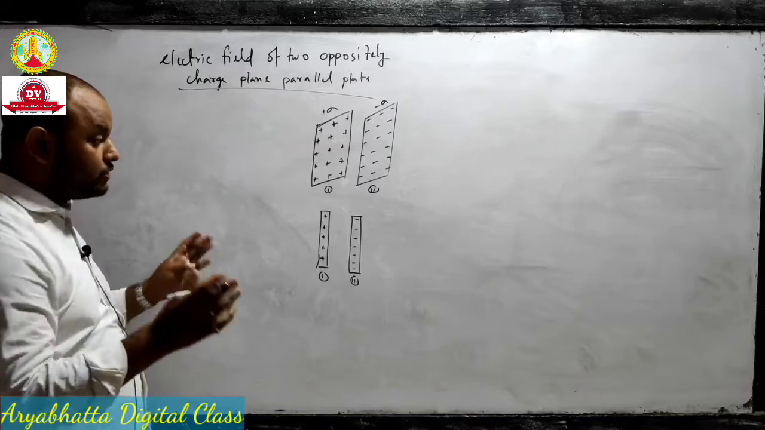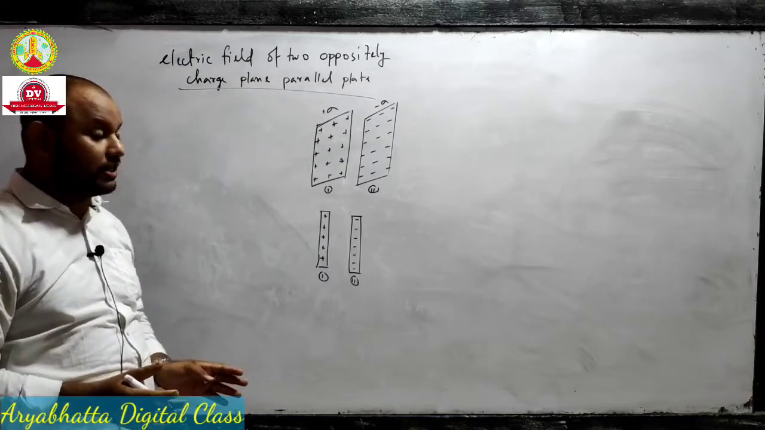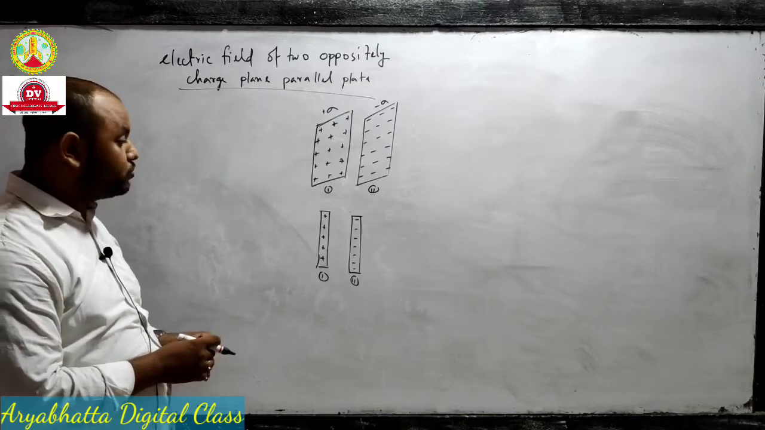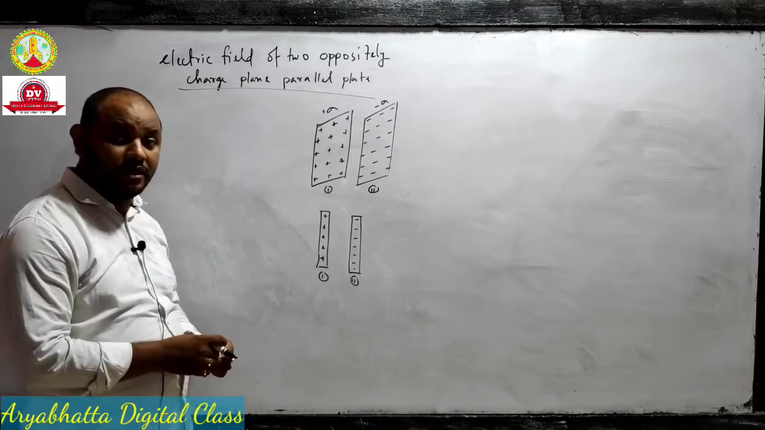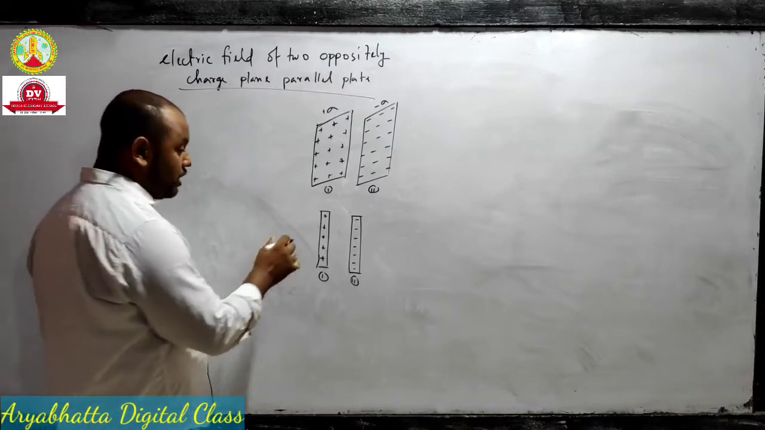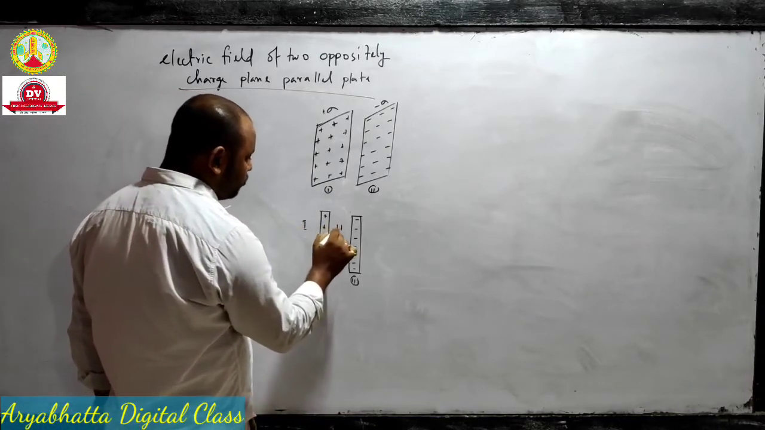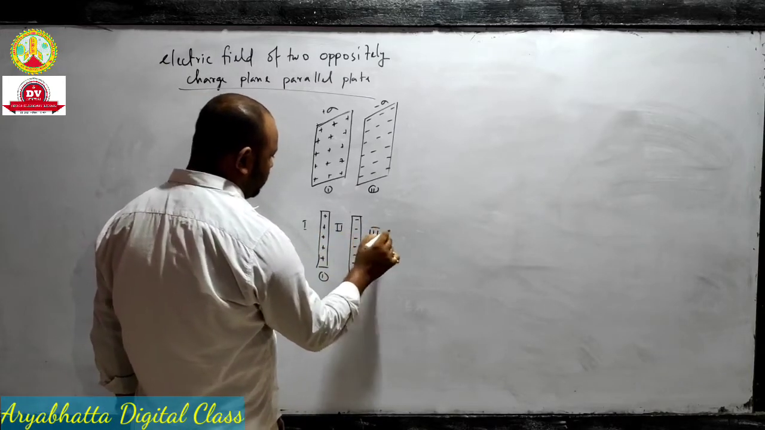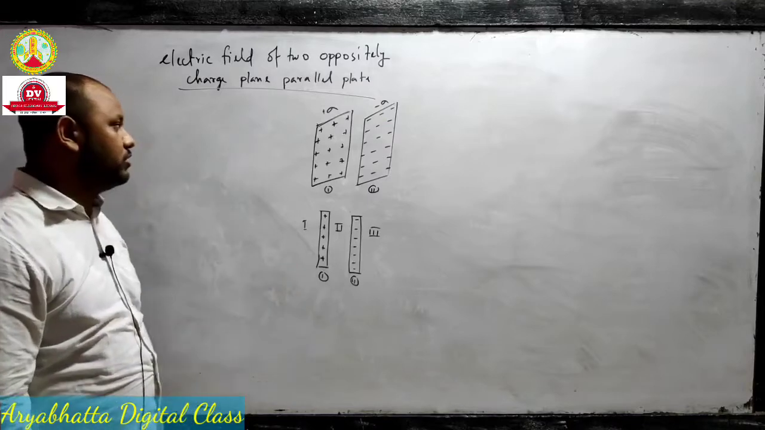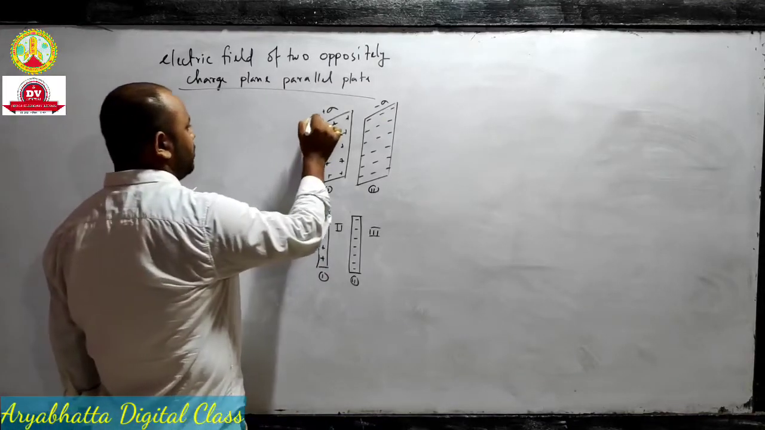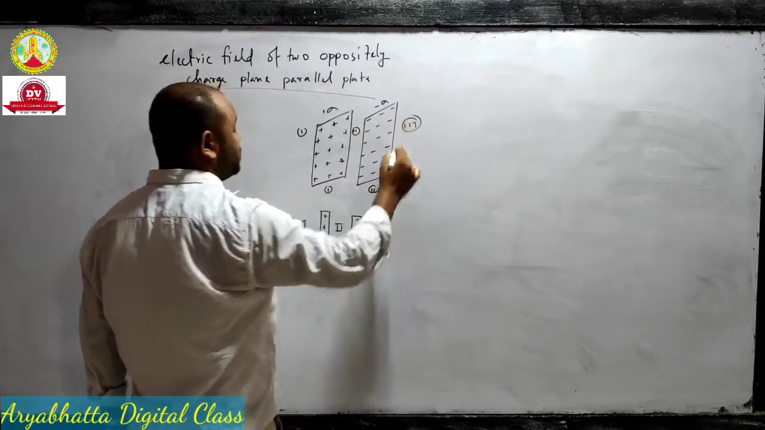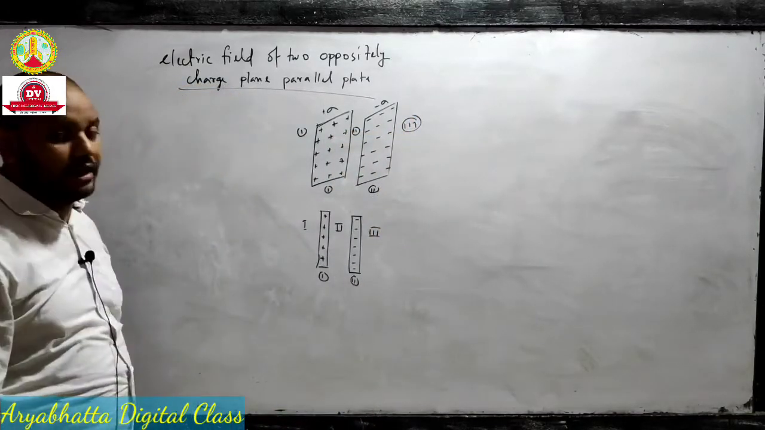These two plane sheets divide the space into 3 regions: region 1, region 2 and region 3. We need to calculate the electric field in these 3 regions. Here also this is region 1, this is region 2 and this is region 3. In these 3 regions we need to calculate the electric field.